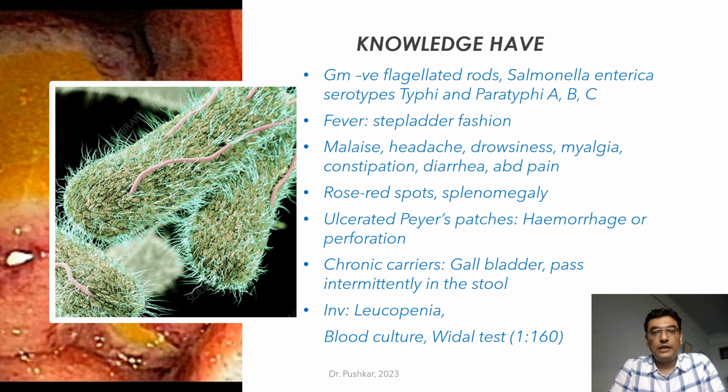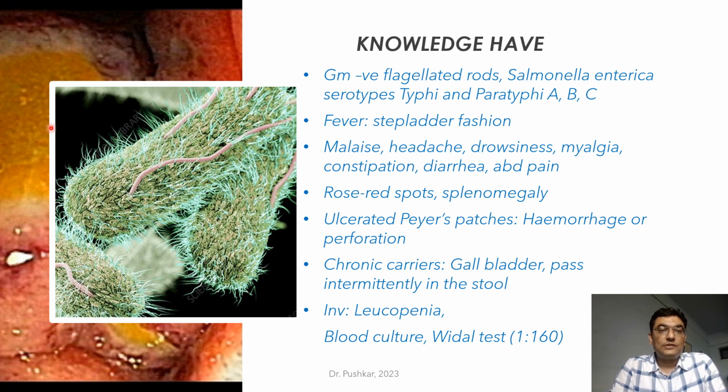So then what knowledge do we have? We now know that this is Salmonella and it is a gram-negative flagellated rod, and the Salmonella enterica serotypes typhi and paratyphi A, B, C cause these diseases. The fever is in a step ladder fashion, and other clinical features such as malaise, headache, drowsiness, myalgia, constipation, diarrhea and abdominal pain are present in the patient, as well as rose red spots. Splenomegaly may also be present, and ulcerated Peyer's patches are there.